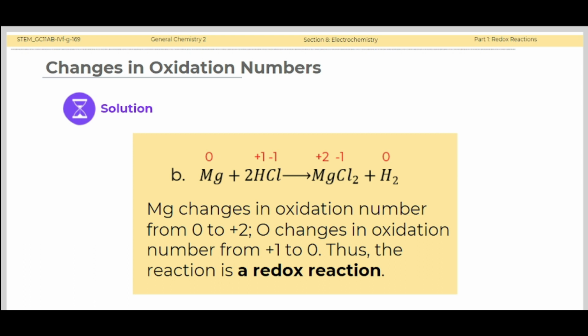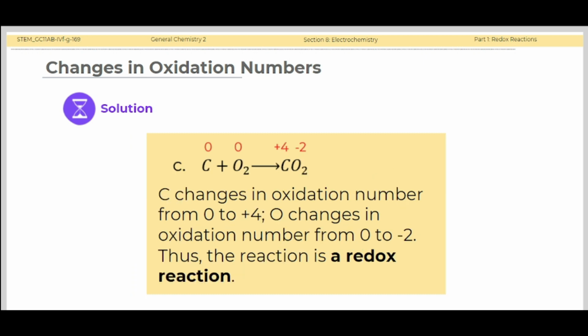B. Magnesium changes in oxidation number from 0 to positive 2. Hydrogen changes in oxidation number from positive 1 to 0. Thus, the reaction is a redox reaction. C. Carbon changes in oxidation number from 0 to positive 4. Oxygen changes in oxidation number from 0 to negative 2. Thus, the reaction is a redox reaction.